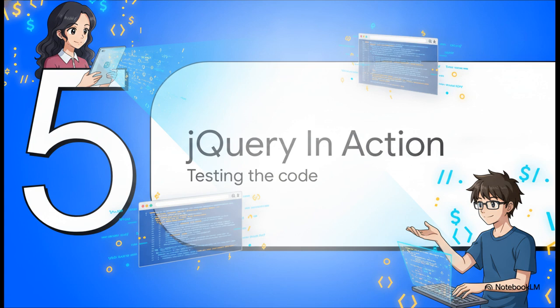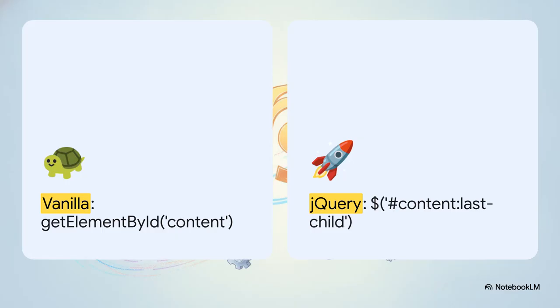All right, let's get to the really good stuff. Section 5, jQuery in action. Let's actually look at the code to see the true value here. Just look at the vanilla JavaScript on the left. It can be so awkward and long-winded when you're trying to grab DOM elements. You'll literally have to write out document.getElementById content, chain that to getElementsByTagName P, and then specify an array index just to grab one puny paragraph tag.